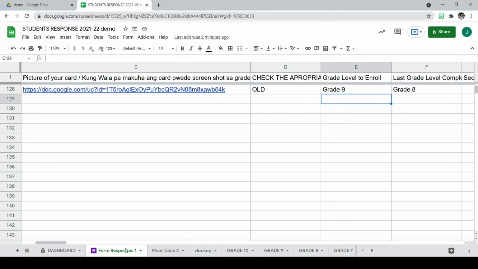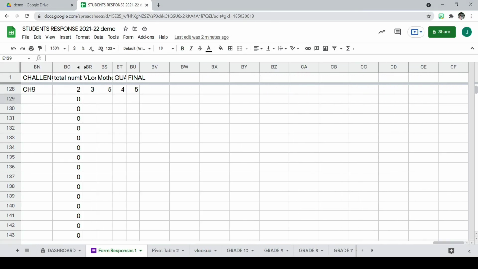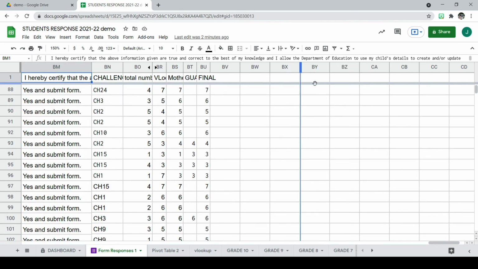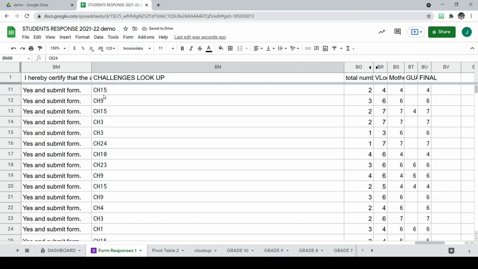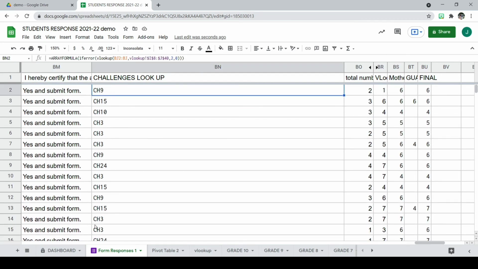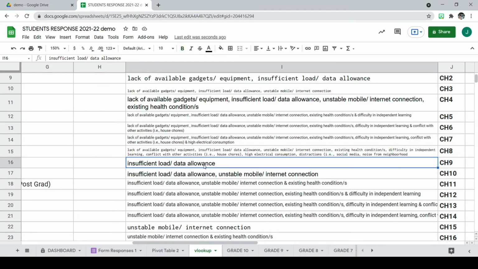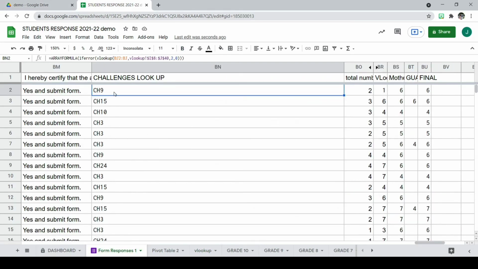They are in the form responses. Here is the VLOOKUP on the challenges. For example, if the child's answer is insufficient data allowance, what appears here is CH9. So how did I do it? There is an array formula with IFERROR. If I don't put IFERROR, it returns 0 at the bottom. So I added IFERROR, so if there is no answer it stays blank.